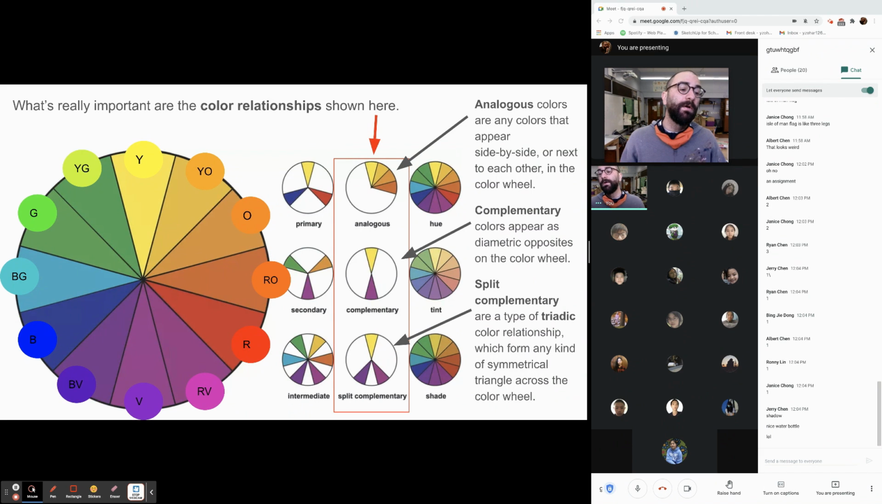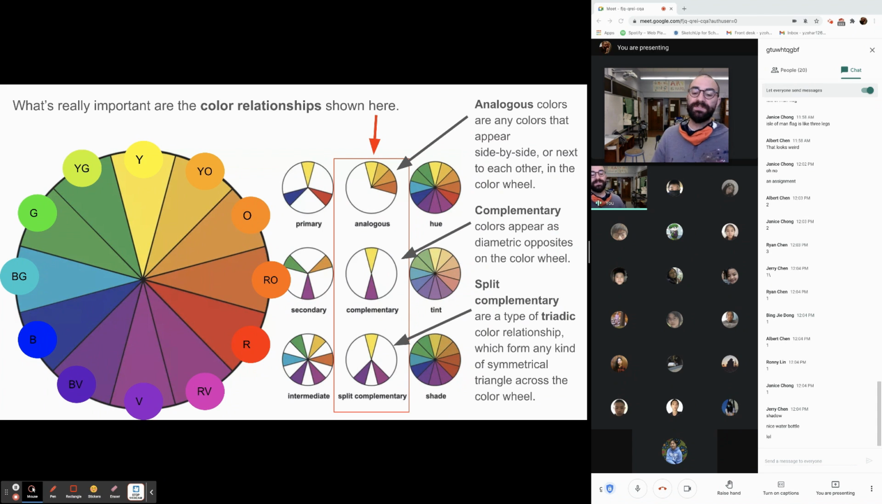What's really important are the color relationships shown here. See that red rectangle? Those are the ones that I'm interested in. Analogous colors are any colors that appear side by side or next to each other in the color wheel. So they're showing yellow, yellow-orange, orange, red-orange. But it can also be red-violet, violet, and blue-violet. Those are all analogous colors to each other. Blue, blue-green, and green are analogous colors, right? Because they appear next to each other in that color wheel.